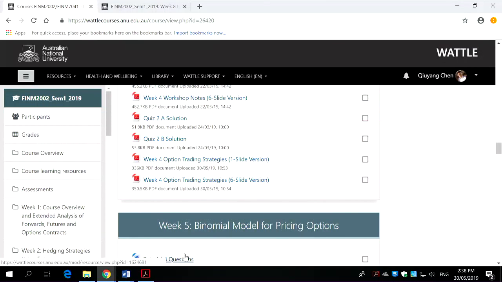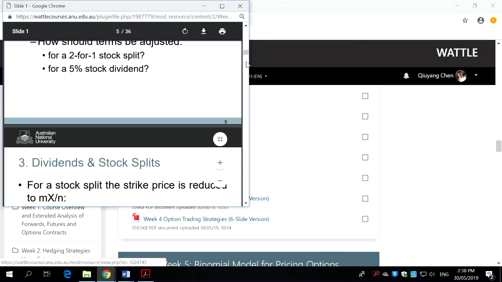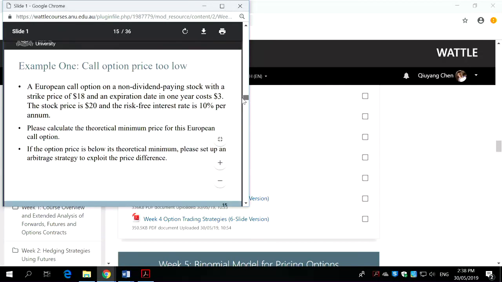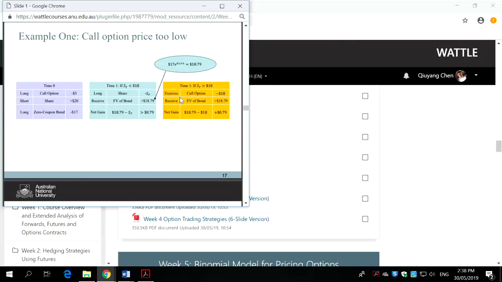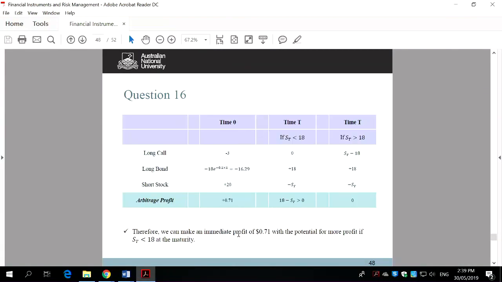Any other question with week 11 material? Okay, one last thing I want to do. Remember back in week 4, the workshop slide? When I demonstrated the example of the lower bound violated for the call option and the lower bound violated for the put option, I did an arbitrage strategy that looked like this, okay? And a lot of people find this confusing. So what I've done here is I repeated the same question with an alternative solution, okay?